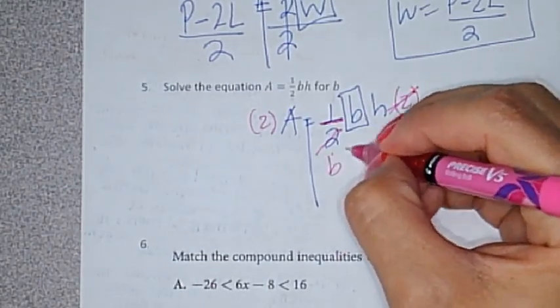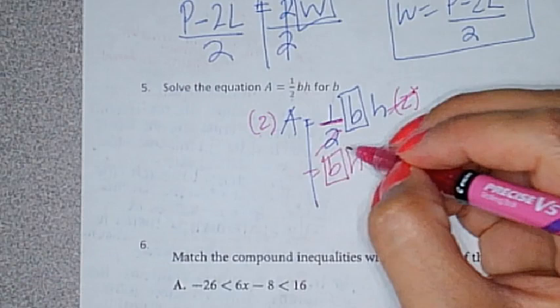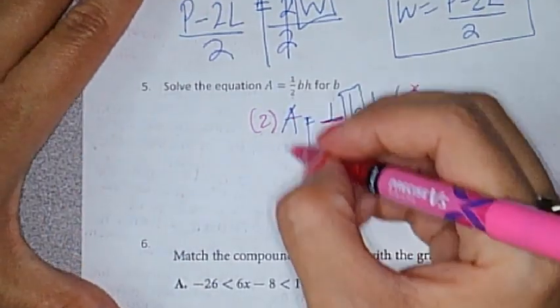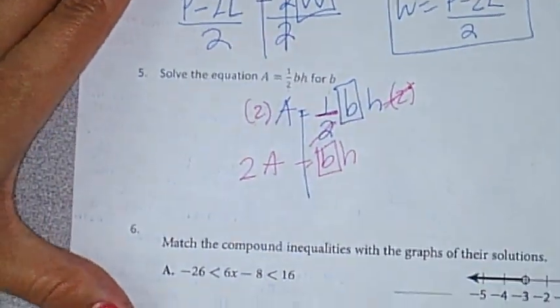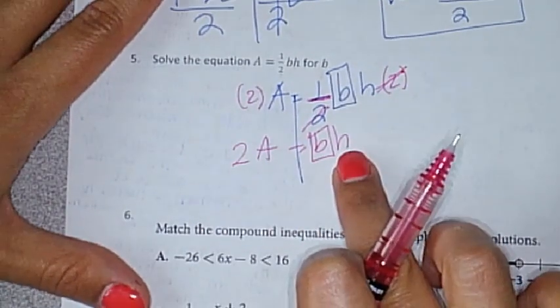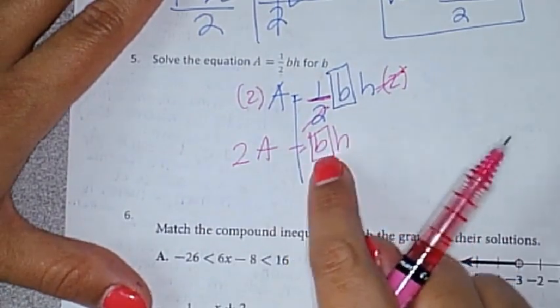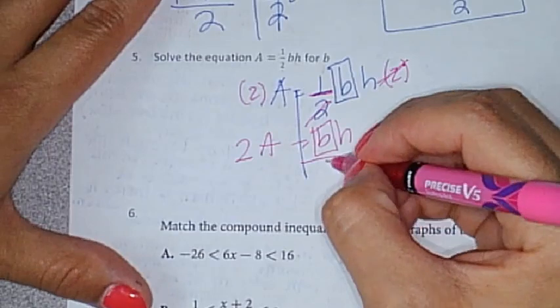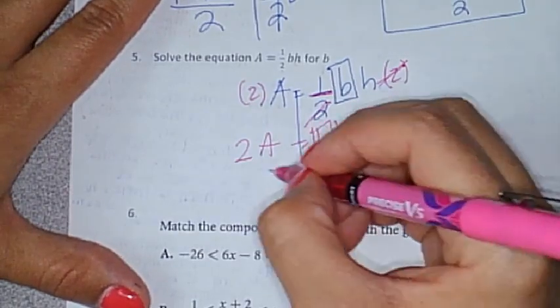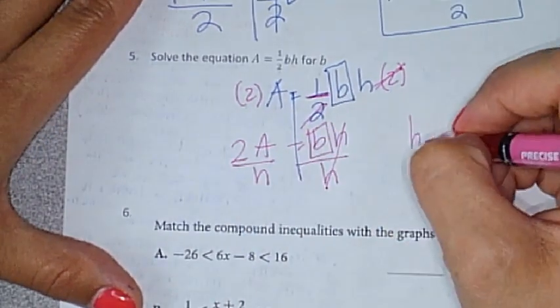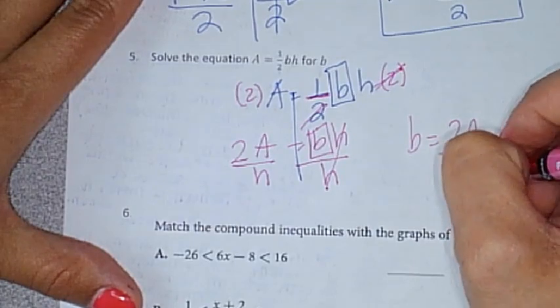So I'll have base times height. I'm still looking for the base. And then over here I'll have 2a. Okay, so now base is being multiplied by height. So to get rid of that multiplication, I'll do the inverse, which is division. So I'll divide by h, and I'll divide by h. So now b will equal 2a divided by h.